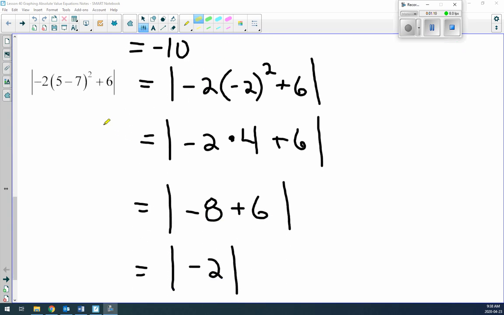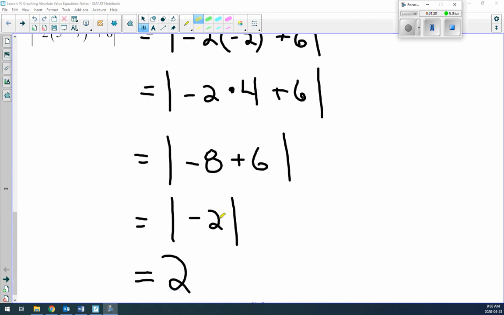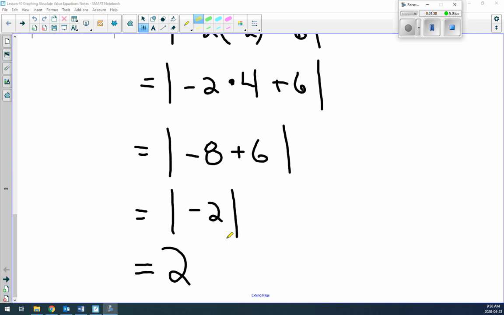And they just get more complex. Like this one here is a big absolute value. No matter what happens, whatever our answer is, it's going to end up positive because the absolute value is on the outside. So you just do the work. 5 minus 7, negative 2, negative 2 squared, that's positive 4. Negative 2 times positive 4, negative 8 plus 6, negative 2, and then the absolute value of negative 2 is positive 2.